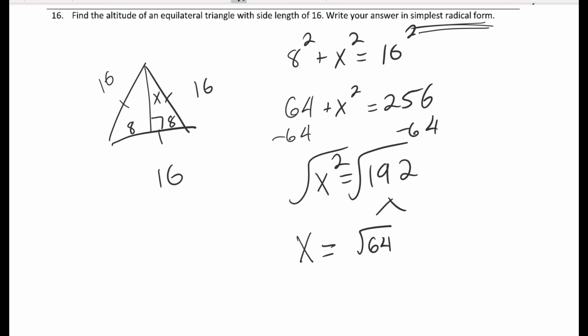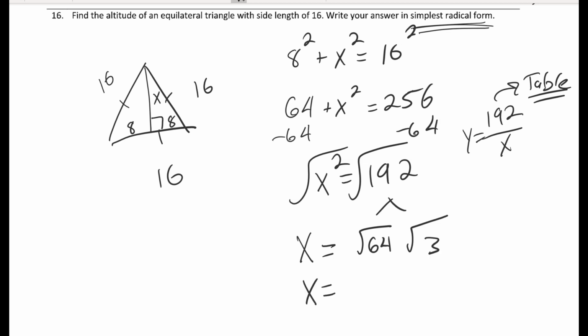You could always go into your calculator and do that trick where you do 192 divided by x and plug that into y equals, and then go to the table. That's a quick way to find factors if you're stuck and it's a bigger number. But it breaks down into 64 and 3. Radical 64 is 8, radical 3. So my altitude is just 8 radical 3. They don't give me any units, so I don't need to put any units on this one.